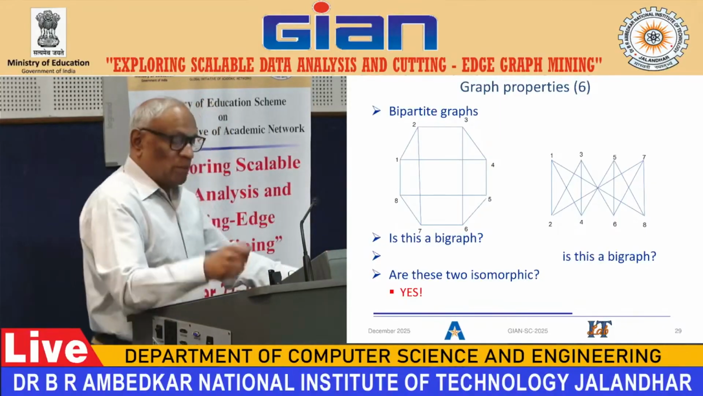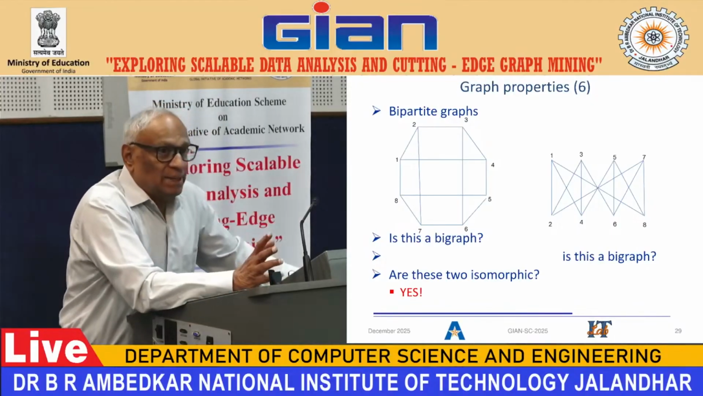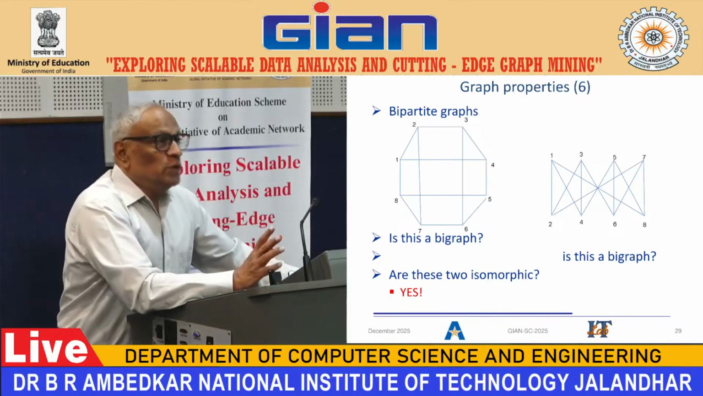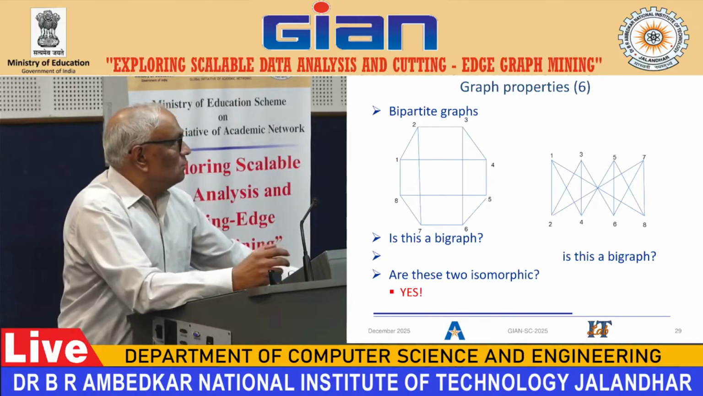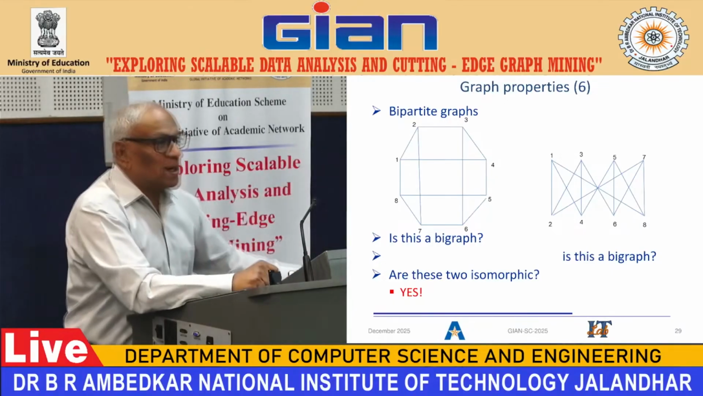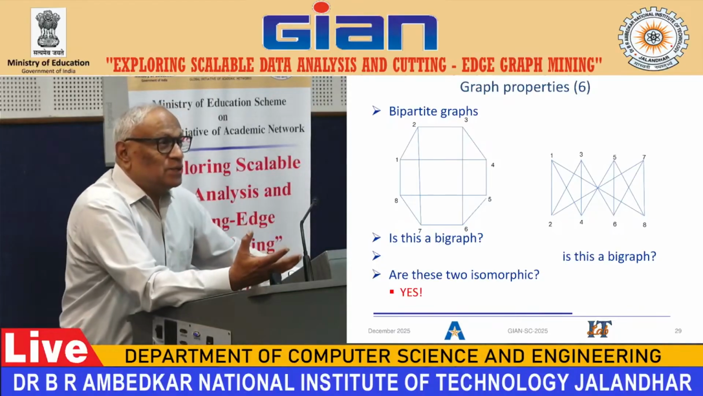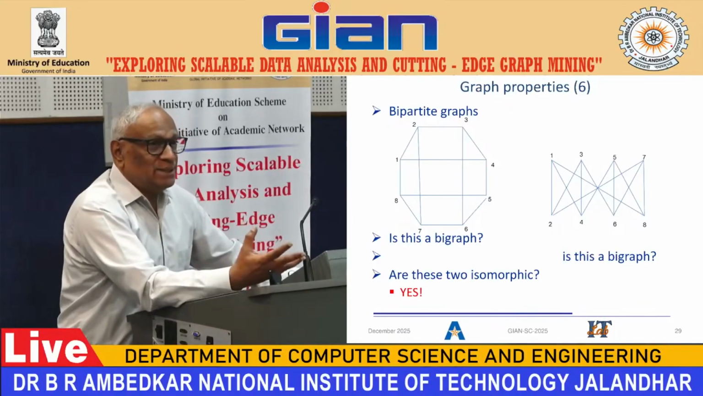Are these two graphs isomorphic? I think I already gave you the answer. These two graphs are exactly the same. There is no difference between them. Now, one of the difficult problems in graph theory is, if you are given these two graphs, can you figure out computationally that they are the same? And that is not easy.